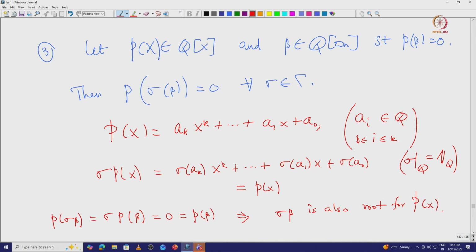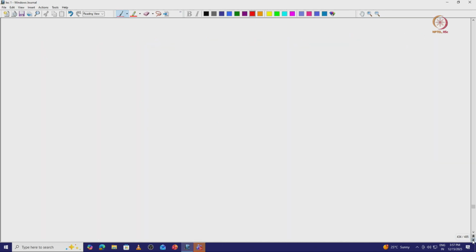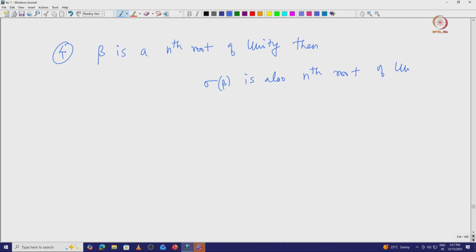Okay. So, now if you have beta to be an nth root of unity, then what can we say? We can also say that sigma beta is also an nth root of unity. So, as a corollary, we get the following: if beta is an nth root of unity, then we can conclude that sigma beta is also an nth root of unity, and this is true for all sigma in gamma.